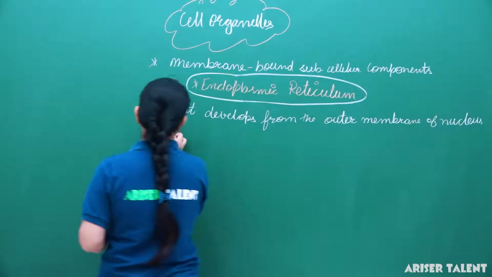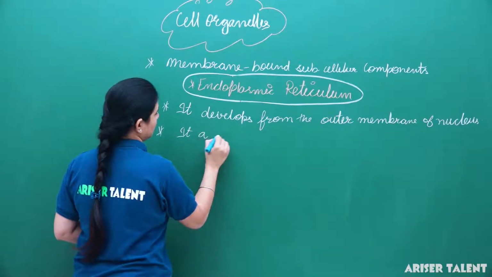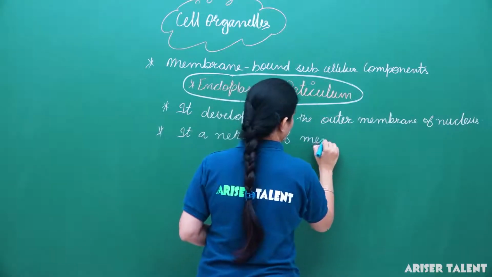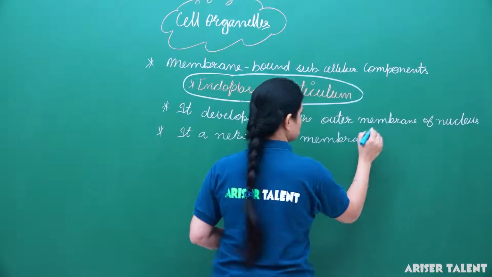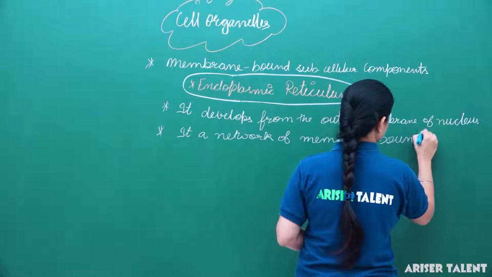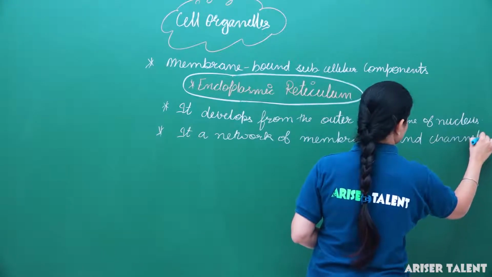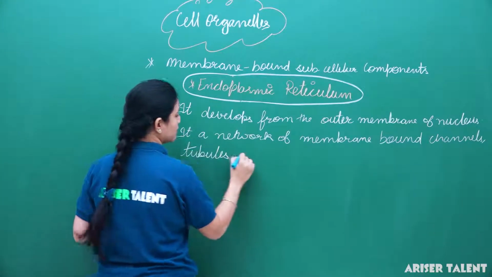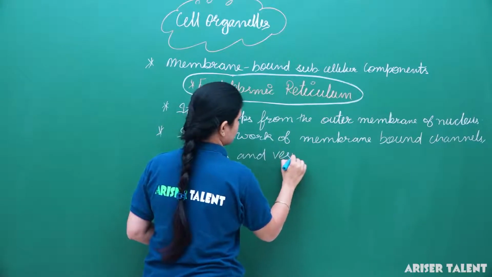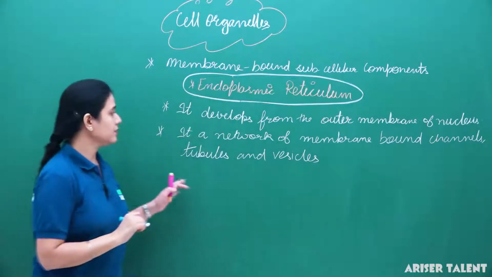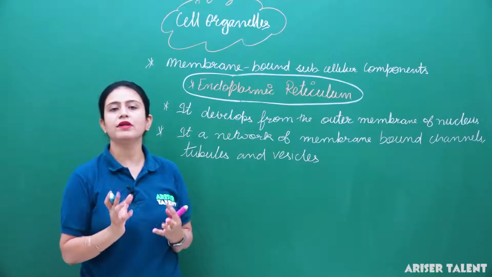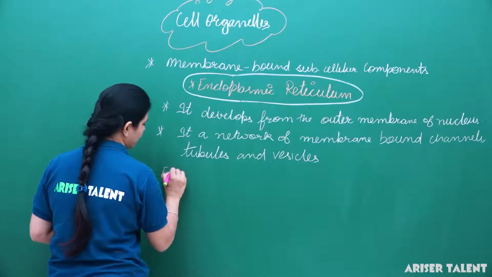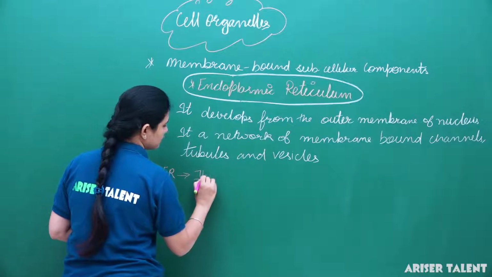And it is a network of membrane bound channels, tubules and vesicles. It is a network of membrane bound channels, tubules and vesicles. Generally it has three forms. Endoplasmic reticulum has three forms.